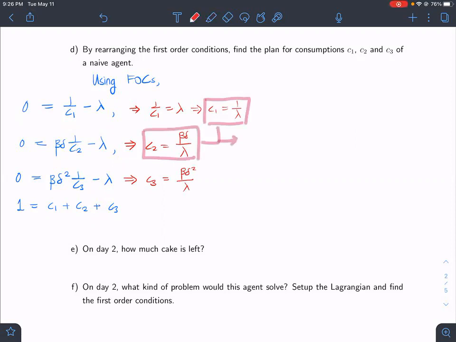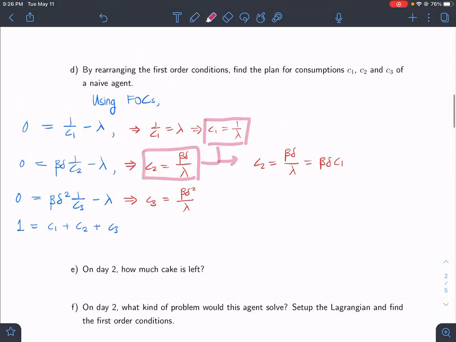I have C2 equals beta delta over lambda. Because 1 over lambda is C1, I have beta delta C1 here. And then for C3, if I combine this, then we have C3 equals beta delta squared over lambda, which is beta delta squared C1. Okay, so we're almost done.